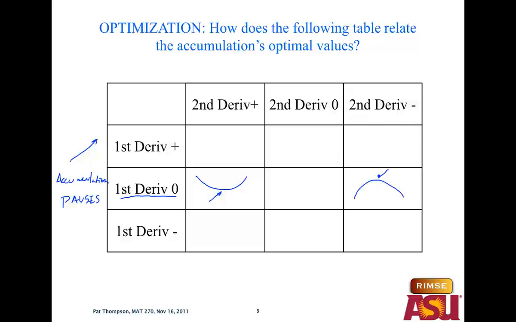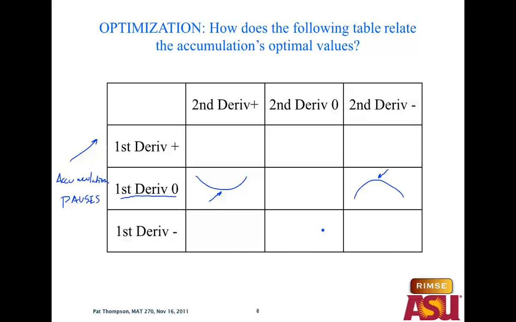Near the peak? Or at the peak? Yeah, at the peak is when the accumulation pauses for a moment. It's going up, and now it pauses, and then it starts going down. Well, that's going to be your maximum value. Okay? So if we get a value of the first derivative equal to 0, do we know if it's a maximum or minimum value? What does it tell us? Are we guaranteed a maximum or minimum value?